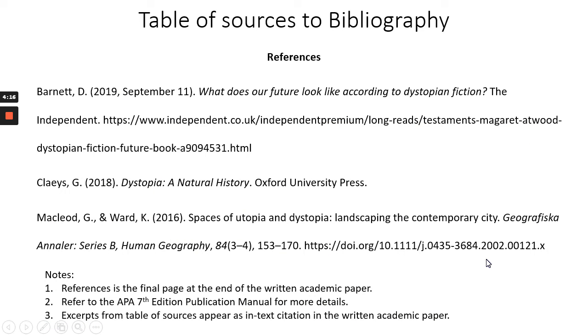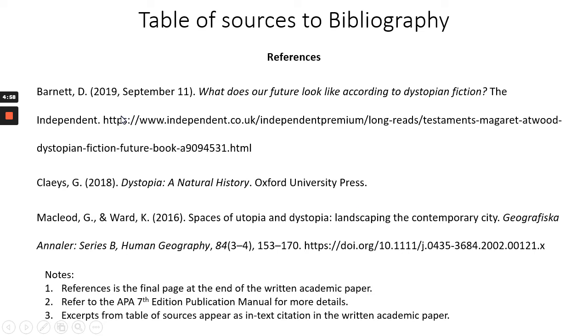Table of sources to bibliography. References. So each time an author is mentioned in your paper, his or her name will appear in the references, starting with the last name, followed by the first initial. So David Barnett becomes Barnett, D. And this is the Independent newspaper article. And you have Claeys, G., Dystopia: A Natural History, McLeod, G., and Ward, K., Spaces of Utopia and Dystopia.